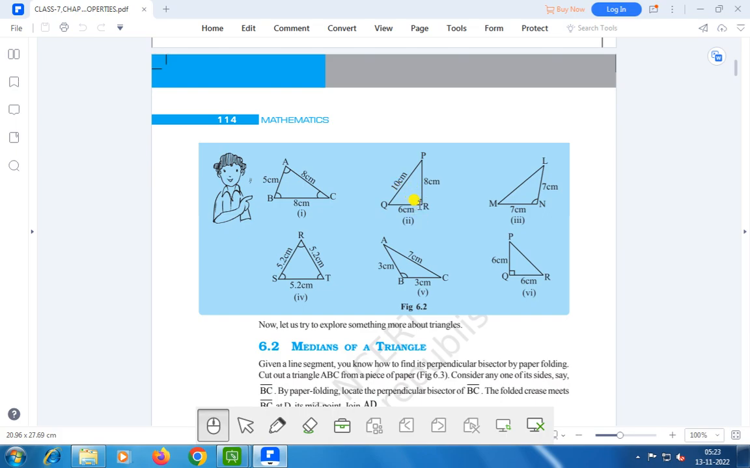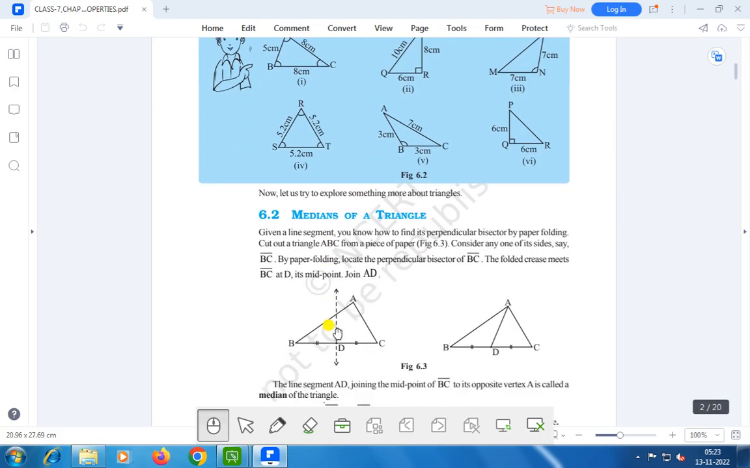And this is 90 degrees. It is a right angle triangle. Here you see this is 7 centimeter and this is 7 centimeter. Both the sides are equal, that is an isosceles triangle. Here you see all the sides are equal, 5.2, 5. This is an equilateral triangle, right? And here you see two sides are the same, so you can say that it is an isosceles triangle, or according to angle it is an obtuse angle triangle. Here it is a right angle triangle, and according to side it is an isosceles triangle, right?